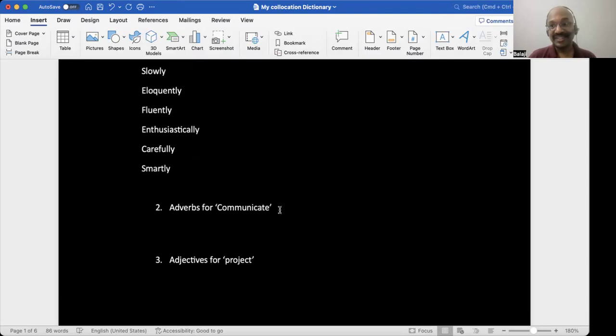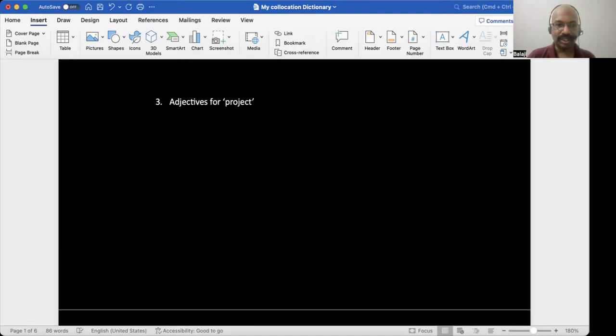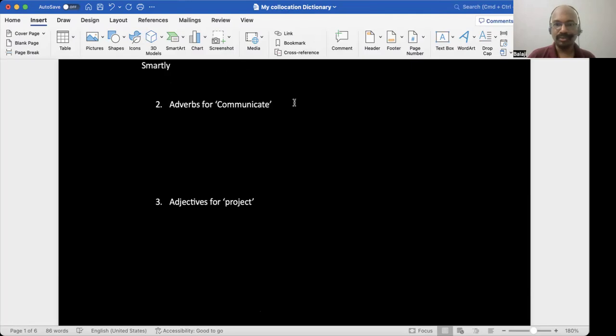Can you use these words in a sentence and put it on the comment section? Okay, not just slowly. Use something like speak slowly. He speaks fluently. She speaks effectively. Anything like that. Okay, now let's look at adverbs for the word communicate.